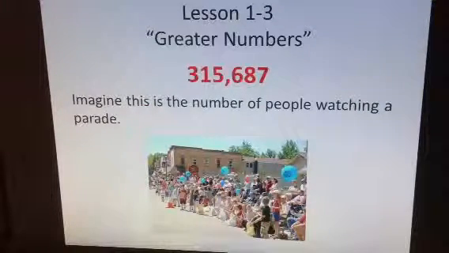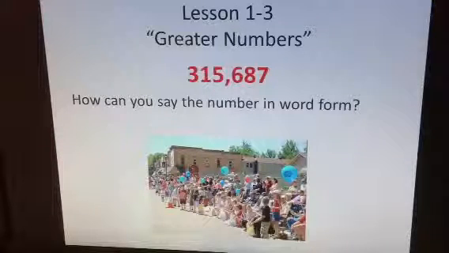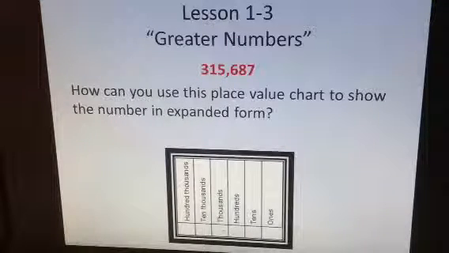Look at this number in red. Imagine this is the number of people watching a parade. How can you say this number in word form? This number is said 315,687. How can you use this place value chart to show the number in expanded form? You can put each of those digits into a box in the place value chart. That helps you understand it in expanded form.